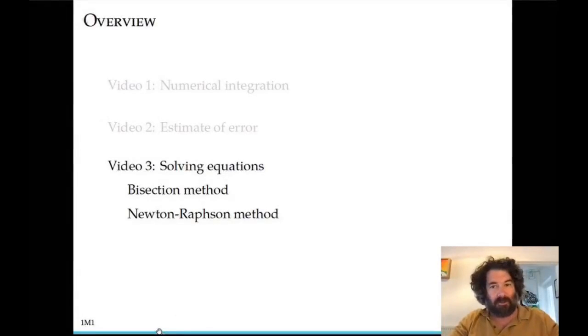Hello, this is the third of the lectures on numerical methods. The last one, we're going to be covering a different topic from the previous two, and this topic will be solving equations. And we're going to learn two different methods for solving equations, as is shown on the slide, the bisection method and the Newton-Raphson method.